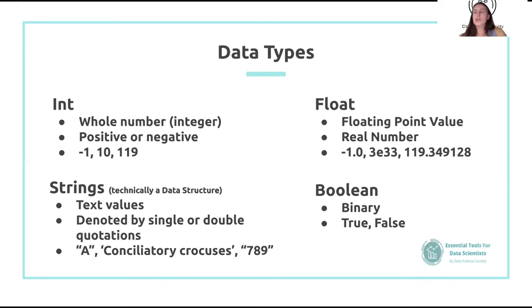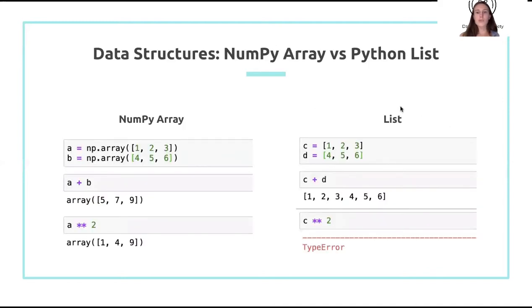Now, our last data type is a Boolean. Booleans are binary. They represent true or false values. They are often the result of comparator functions, which we will see at points during this lecture. And finally, we have these data structures. We're going to compare a NumPy array and a Python list. Python does not have a built-in array type.